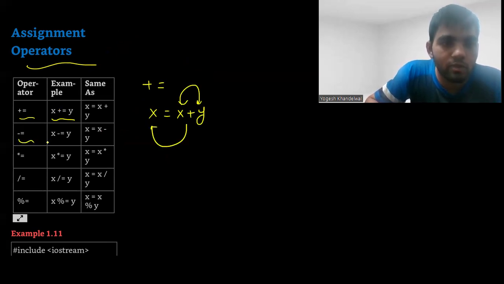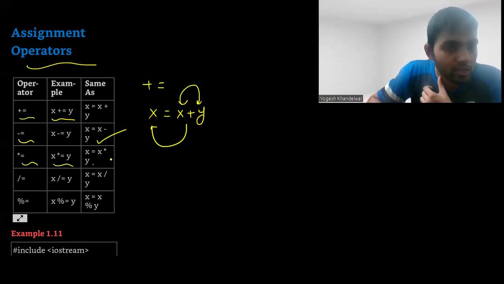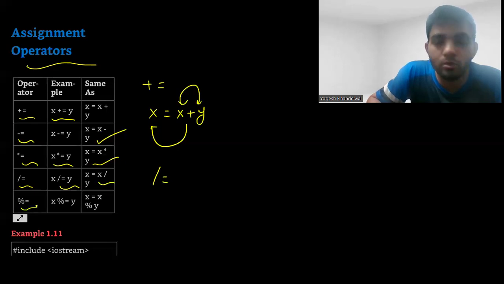If you do minus equal, this is equivalent to x minus y. If you do multiply equal, this is equivalent to x multiplied by y. If you do slash equal, this is equivalent to x divided by y. And if you do percent sign equal, this is equivalent to x percent y. So let's see one example.